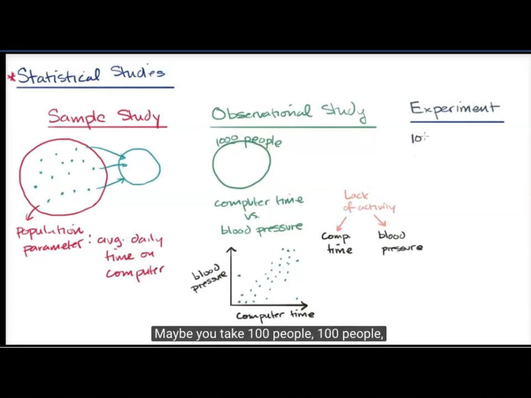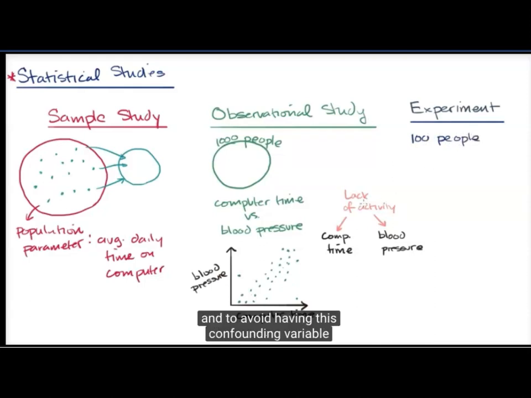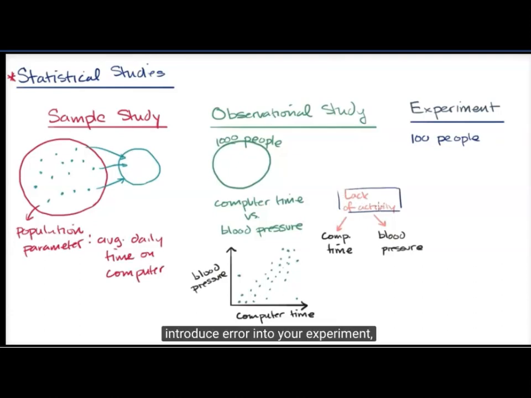Maybe you take 100 people. And to avoid having this confounding variable introduce error into your experiment, you randomly assign these 100 people into 2 groups. So random assign. It's very important that they're randomly assigned.